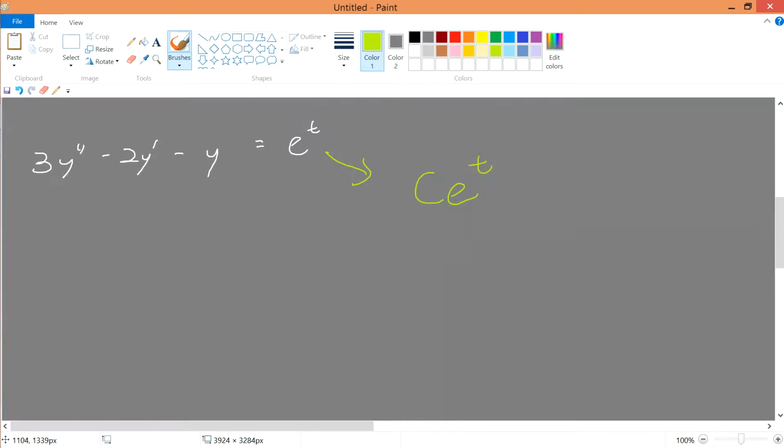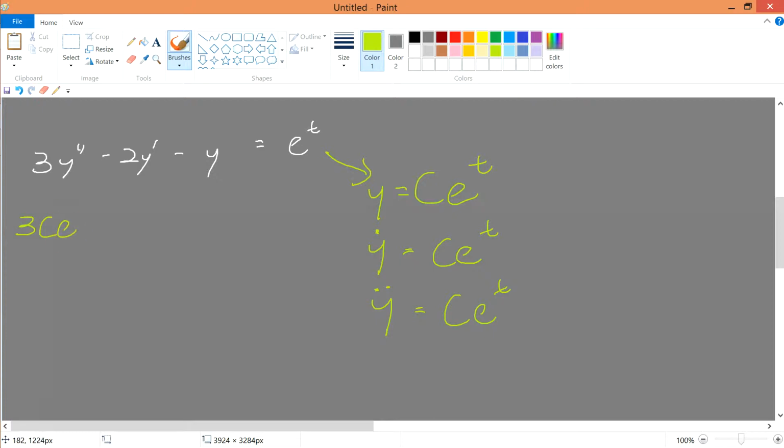Ce^t. Alright, so if you differentiate one time, when y is equal to Ce^t, dy/dt, or y prime, I'll just write it as y prime for simplicity's sake, I'll still have back Ce^t. If it's y double prime, I'll have Ce^t also, because differentiating e to the power of t is always e to the power of t. It's a loop.